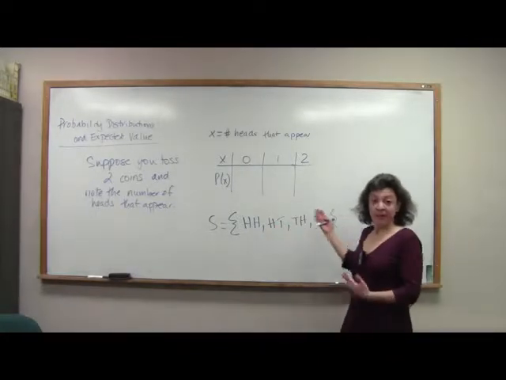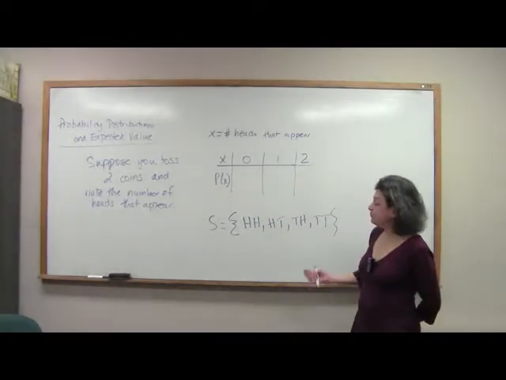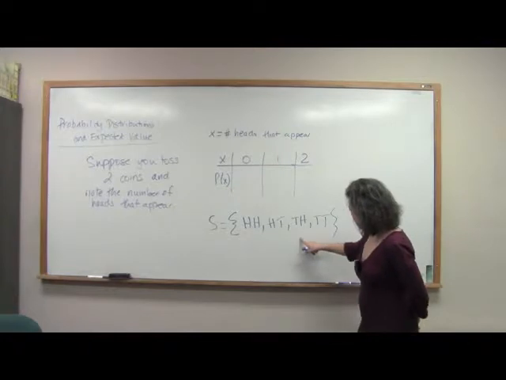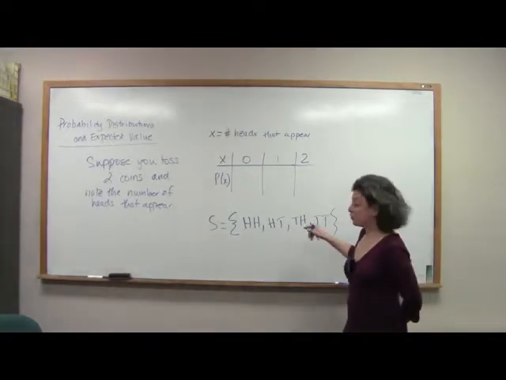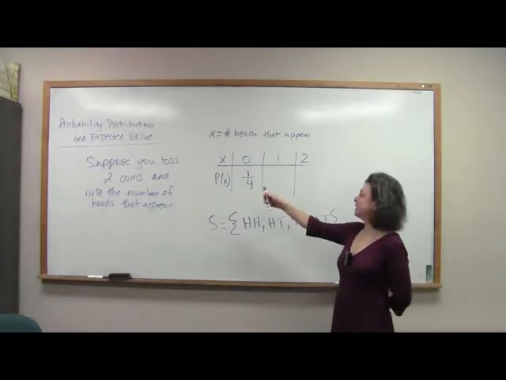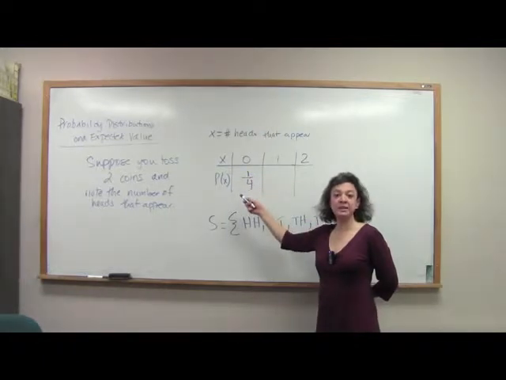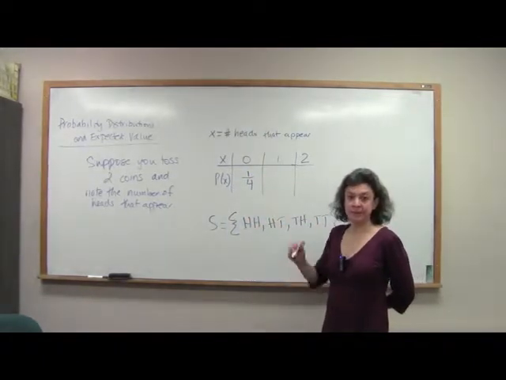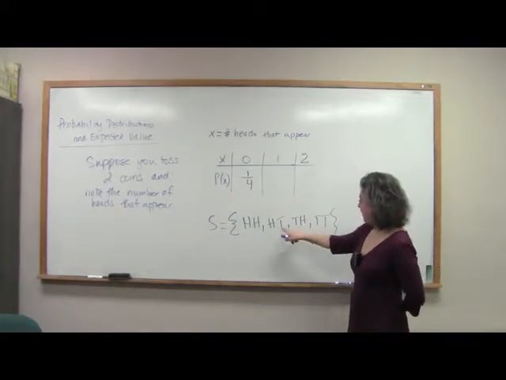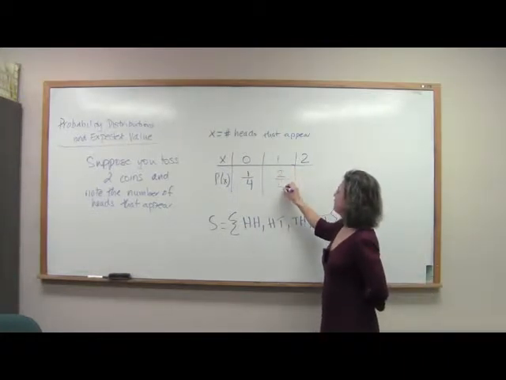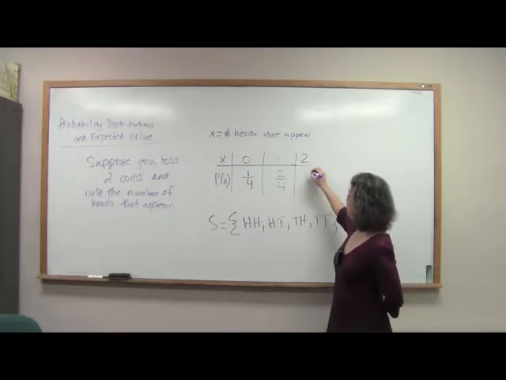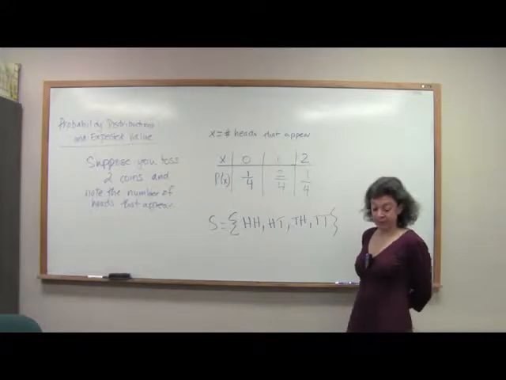So let's talk about how we would fill in our probabilities here. What is the probability of getting no heads? That occurred once out of a total of 4 elements in our sample space. Recall the probability of an event is the number of ways it happens divided by the total number of possibilities. Next, the probability of getting 1 head occurs in 2 places out of the 4. And finally, the probability of getting 2 heads occurs in 1 place out of the 4.